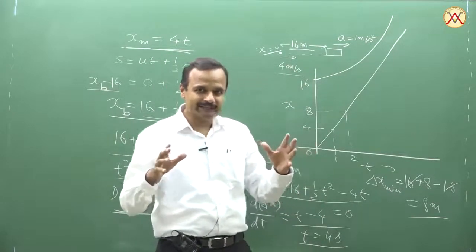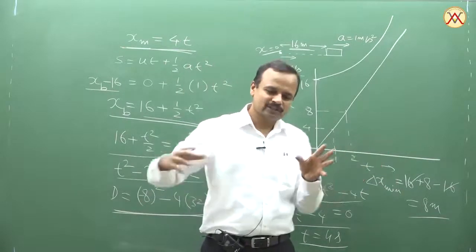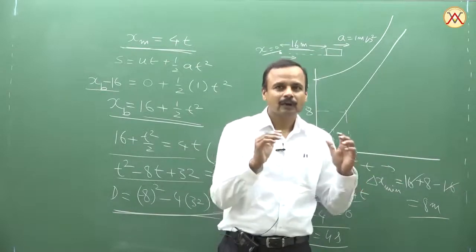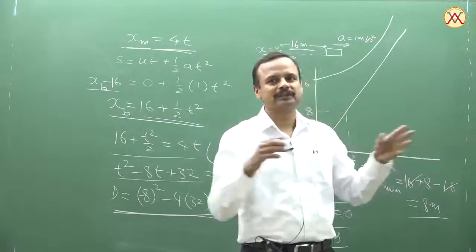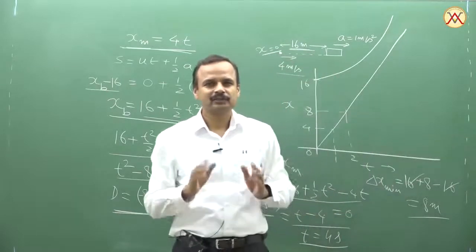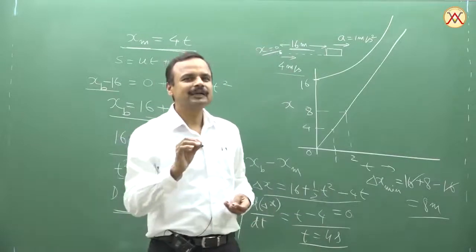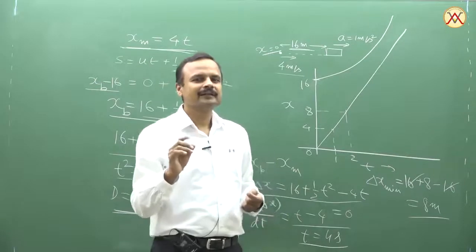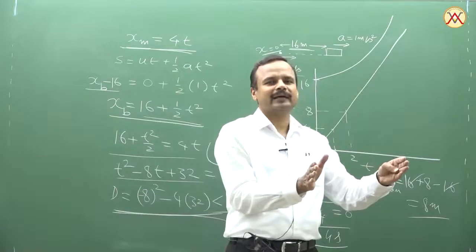Now, as long as the velocity of person is greater than the velocity of bus, the separation between them will keep on decreasing. But when the velocity of bus becomes greater than the velocity of person, separation between them will again start increasing. So what is the moment when the separation is minimum? Right, it is when the velocity of bus becomes equal to the velocity of man.